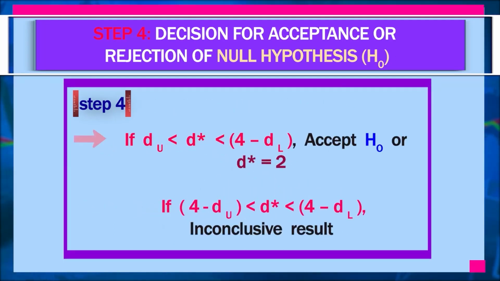But if D lies between these two ranges, then D is equal to 2. When the computed value of the D statistic is exactly 2, rho is 0, and that means autocorrelation is not present. And finally, we have the inconclusive result when D star lies between the lower and the upper values. So we cannot comment on whether to reject or accept.